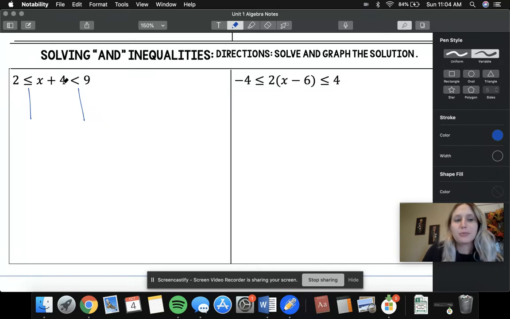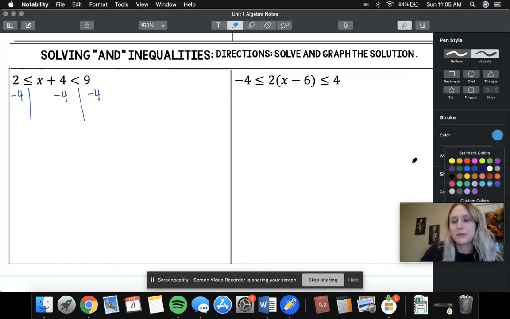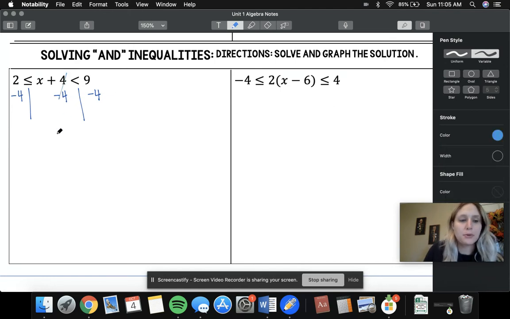So we need to get rid of this +4. So when we subtract 4, we're just going to subtract 4 to every value on this side of this endpoint and this side of this endpoint. And when we do that, we get a 0 in the middle, which is what we wanted. So now x is by itself in the middle. Then we have to do 2 minus 4, which is -2, and 9 minus 4, which is 5. Now x is isolated in the middle, and we now have the two endpoints, -2 and 5.